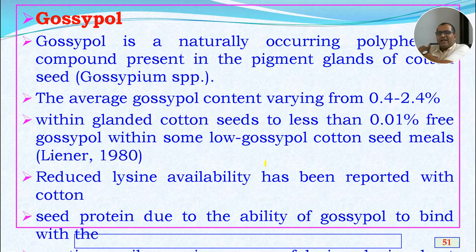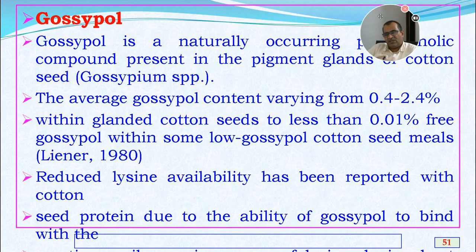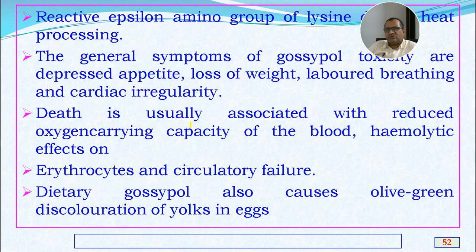And coming to lastly, gossypol is a naturally occurring polyphenol compound that is present in the pigment glands of the cottonseed, of Gossypium species. The average gossypol content varies from 0.4 to 2.4%. This is present in a very commonly used diet, the cottonseed cake.